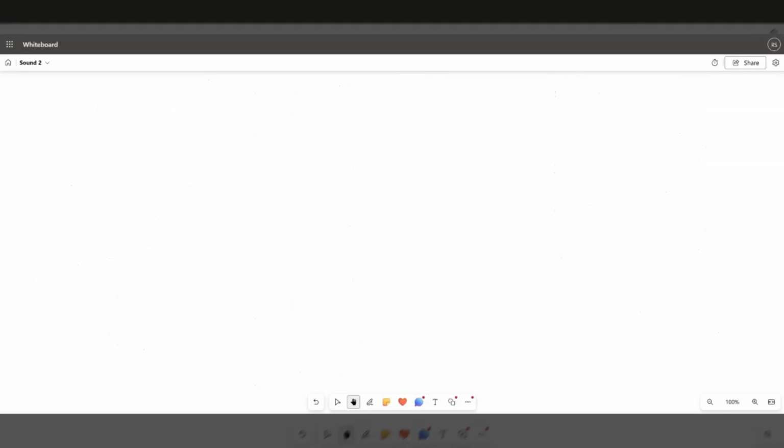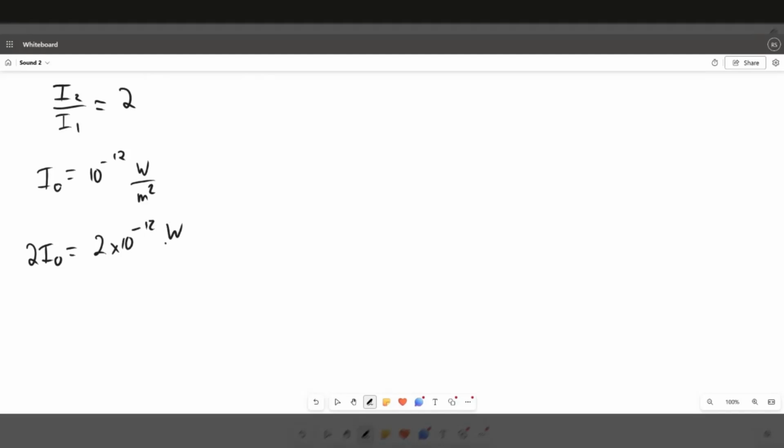Okay, so let's explore what happens if we want to compare two intensities of sound, I1 and I2, but maybe we don't have the actual values and we just want to say one sound is twice as intense as the other. What difference in decibel levels would that correspond to? So we could start with I0, which we said was 10 to the minus 12 watts per meter squared. And what if we want 2 times I0? So that would be 2 times 10 to the minus 12 watts per meter squared.